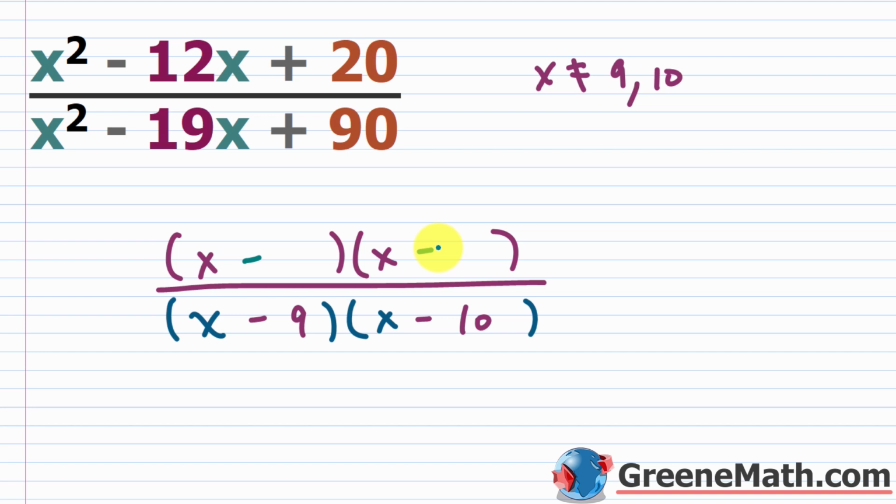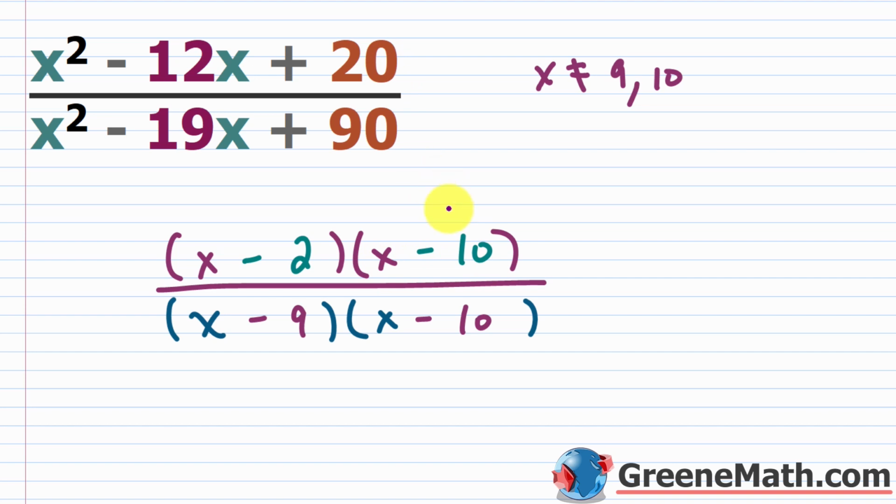So let me think about positive factors of 20. You have 1 and 20, no. 2 and 10, yeah, I can make that work. So if it's a negative 2 and a negative 10, well then yeah, negative 2 plus negative 10 is negative 12, and then negative 2 times negative 10 is positive 20. So that's what we're looking for.